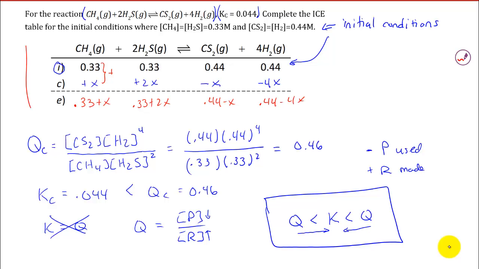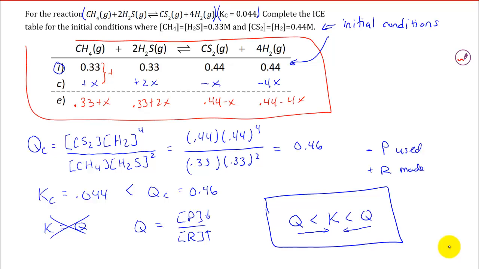We now have a completed ice table right here. That's a completed ice table. We'll get rid of all the extraneous stuff that doesn't need to be on there. And voila, that's what your ice table should look like when you're doing equilibrium problems.